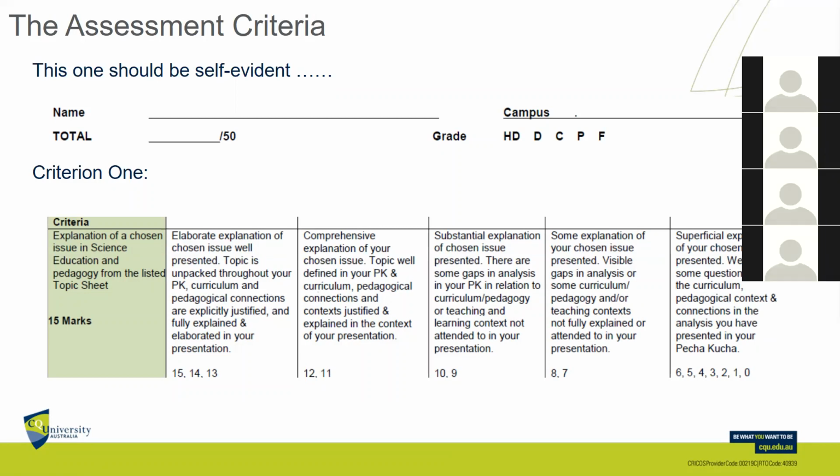All right, Maxine, do you have any questions about the assessment criteria? Are you clear on what you need to do for this assessment task?